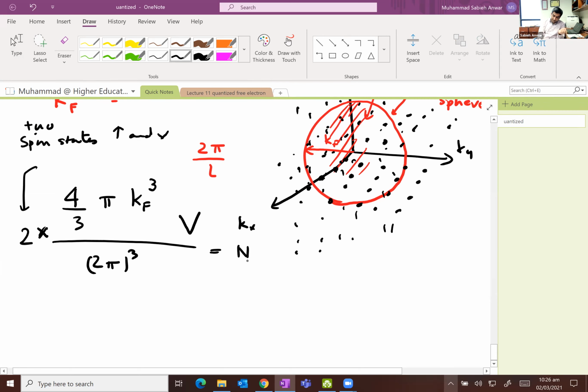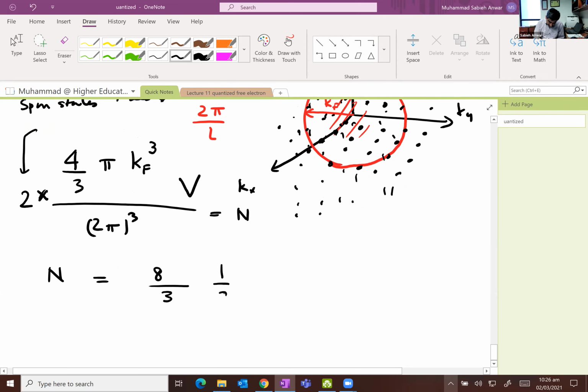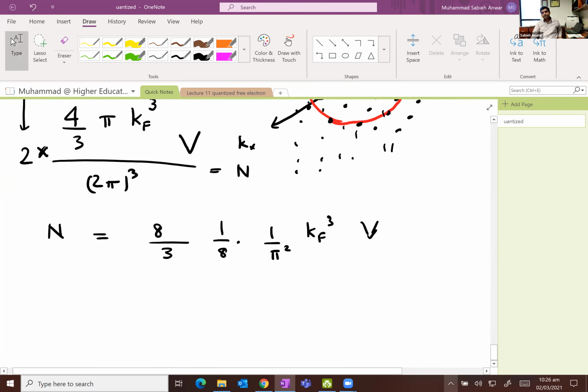And this must equal capital N. Okay. So if I were to just simplify this a little bit, what do I have? 8 over 3, 1 over 8, 1 over pi square, kf cube V. Okay. So now the number of electrons and the size of the Fermi sphere, they are interrelated. They should be interrelated, correct?